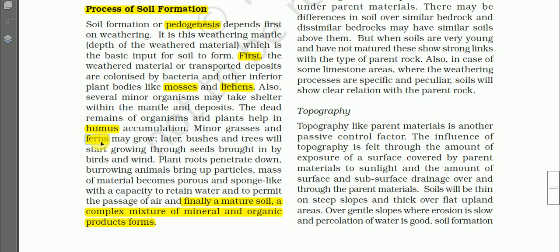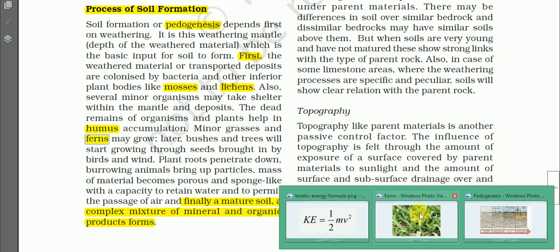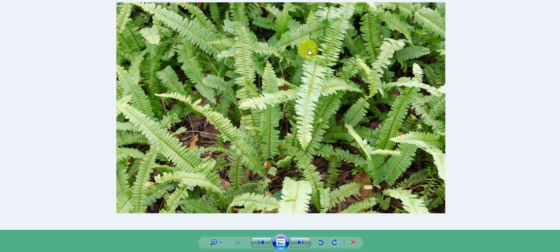So ferns, I think you may be familiar with ferns also. We have one photograph of a fern here. So ferns will occupy the soil. Then from the ferns come bushes, small trees, and from the small trees to the big trees. And after that, that will become a jungle.